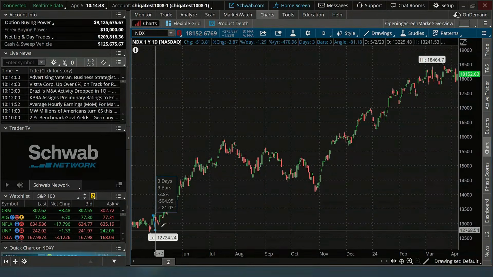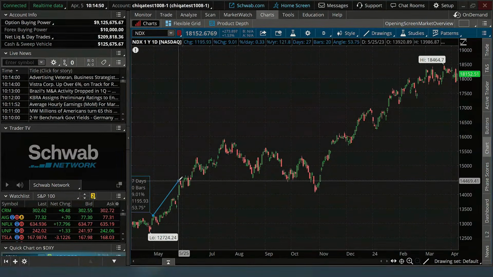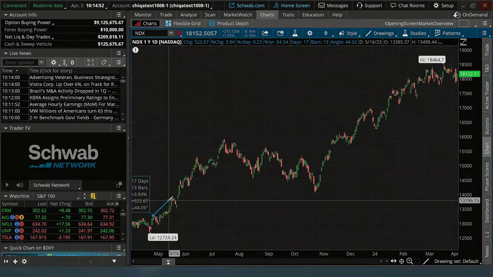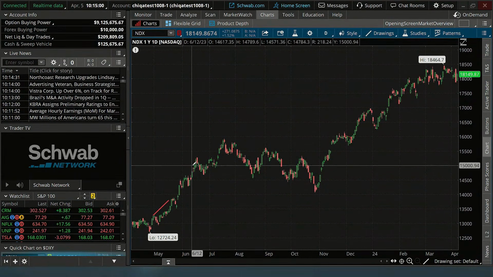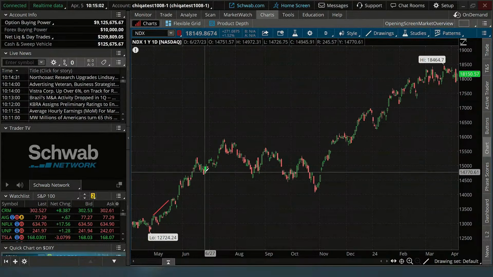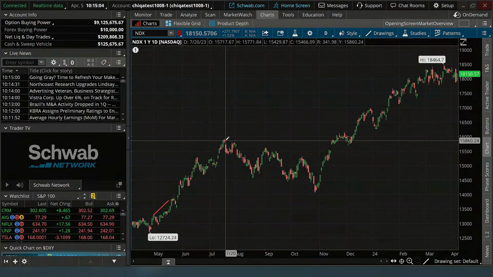All right. This is going to be in here. This might be wave 1. This could be wave 2. This could be wave 3. Why? Because it'd be longer than wave 1. This would be wave 4, and this would be wave 5.